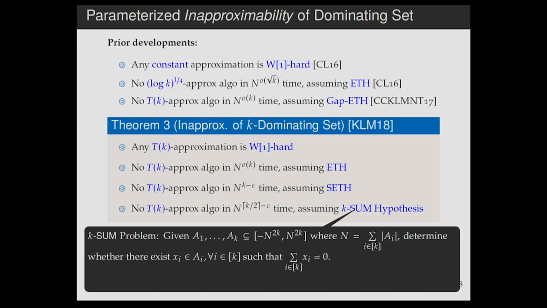And under the k-SUM hypothesis, we also prove total inapproximability with running time lower bound n^(⌈k/2⌉). Oh, sorry, that's the k-SUM problem. The k-SUM hypothesis says that this problem cannot be solved in time better than n^(⌈k/2⌉). And this is the running time you can get if you do a meet-in-the-middle kind of algorithm.